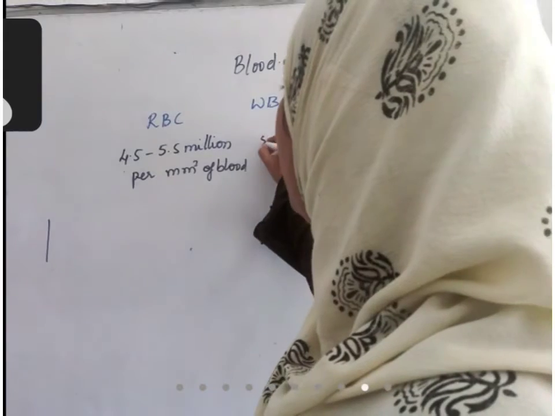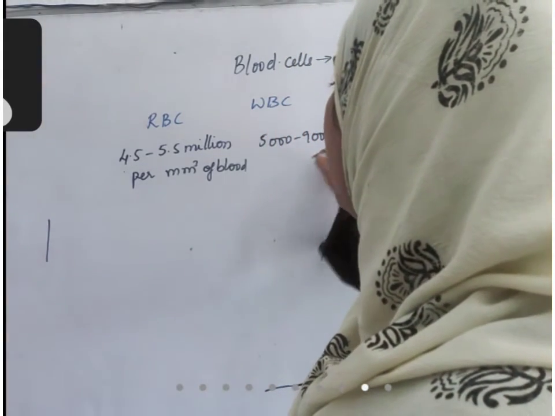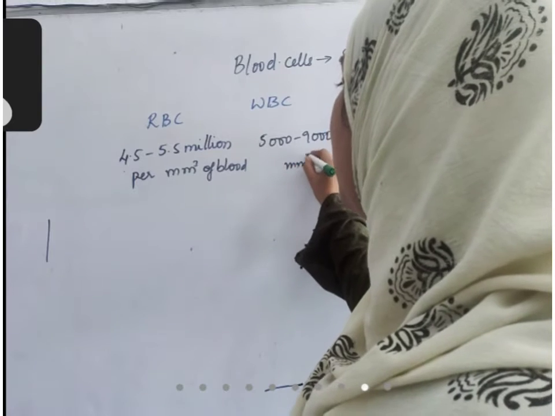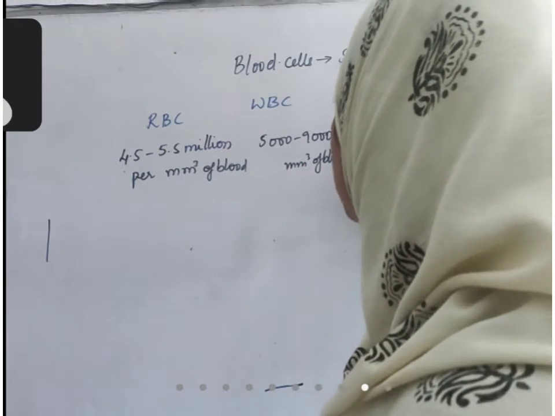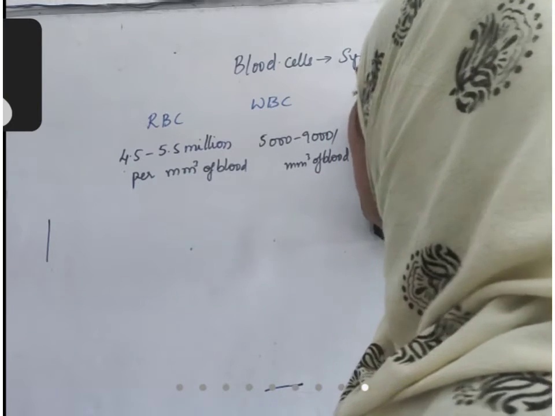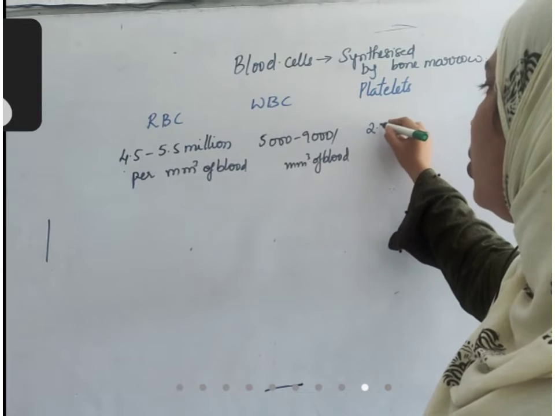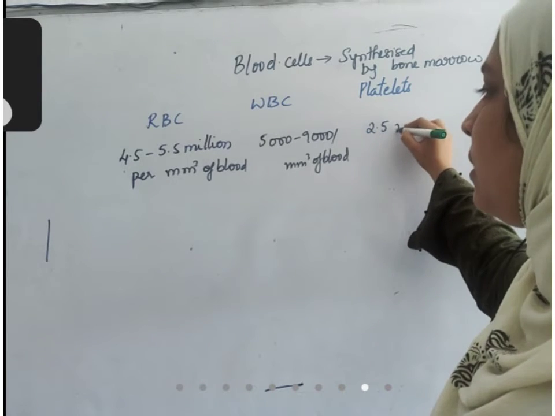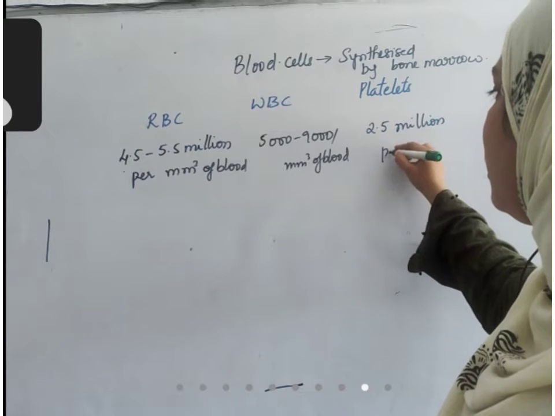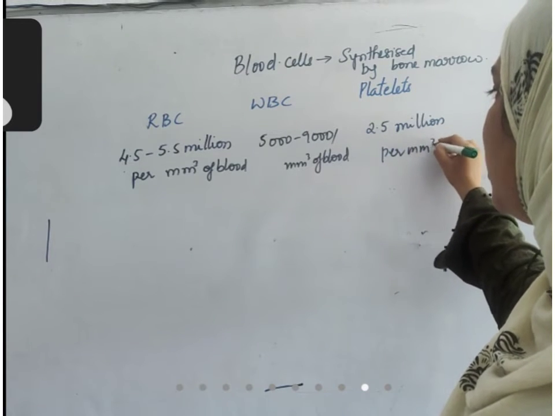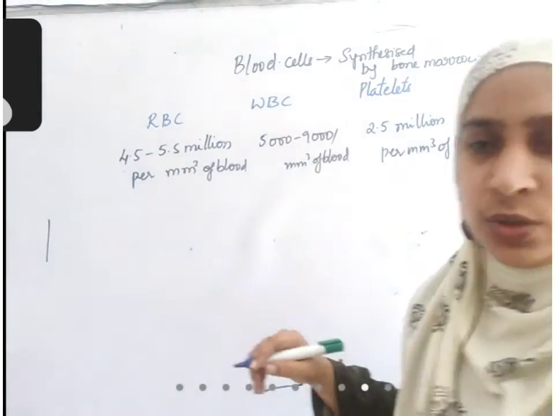WBC 5,000 to 9,000 per millimeter cube of blood. Platelets, exactly half the number of RBC, around 2.5 million per millimeter cube of blood. Okay, that is the number.